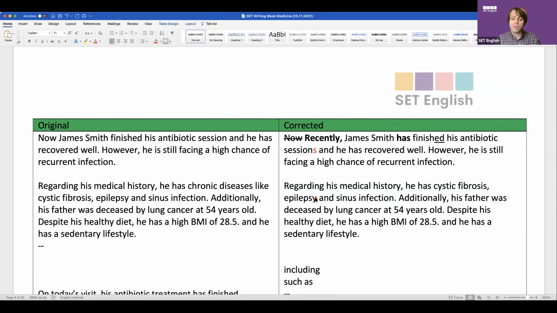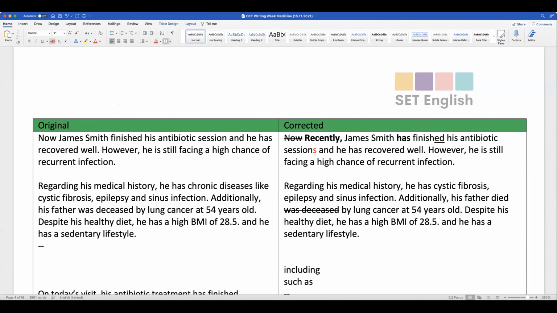Additionally, his father was deceased by. Oh, was deceased by. Can't say that. Deceased as a noun, well, this is a verb. Yeah, it's wrong. It's not a verb, is it? In that sense, yeah, it's wrong. It's an adjective. So what can I say, guys? His father was... Died. Died is not too direct. It's actually okay. His father died due to lung cancer.